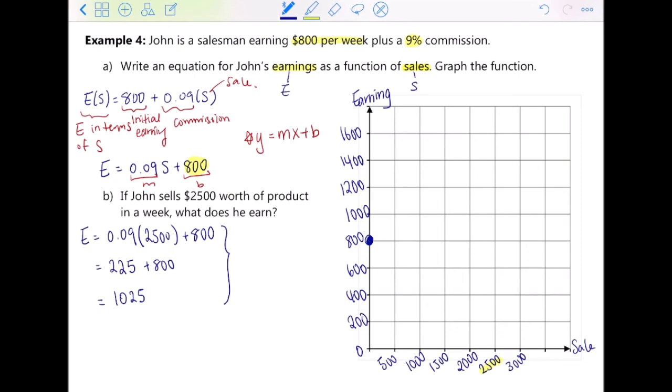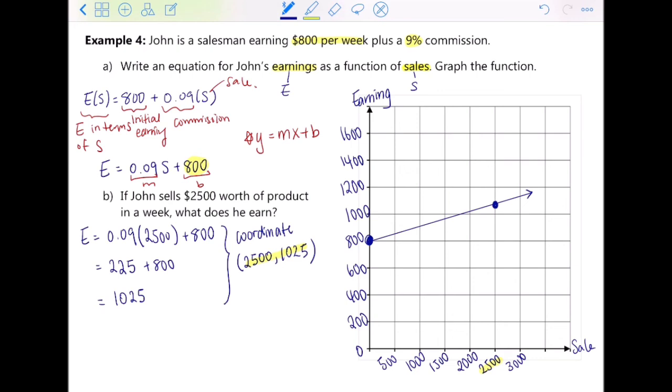So this is where we can actually define the coordinate. The coordinate of the second point is going to be 2,500 and then the y value is 1,025, like that. So we can actually graph this now. So this point is at sale 2,500 and it goes all the way up to 1,025 here-ish. Okay, and then you can actually just connect the points, just like that.